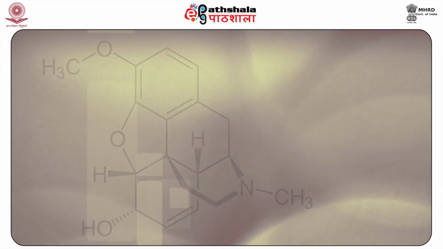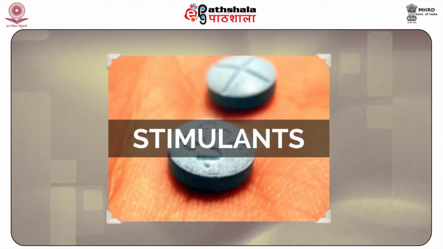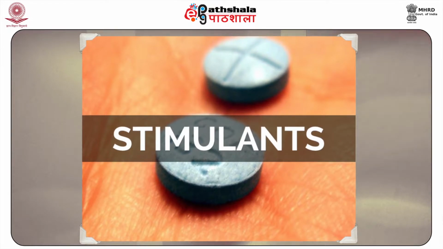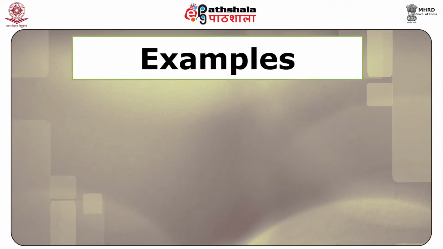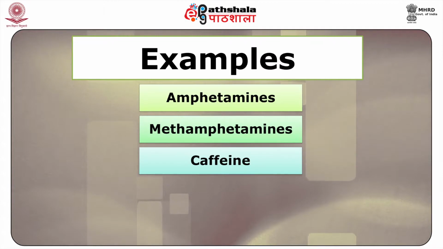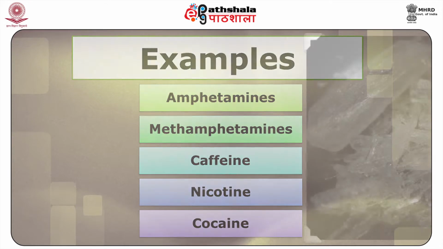Now moving on to stimulants or uppers. This category includes substances that stimulate the mental condition of the user, which may lead to euphoria, but do not affect perception. These drugs are also referred to as speed. Examples are amphetamines, methamphetamines, caffeine, nicotine, cocaine, etc.